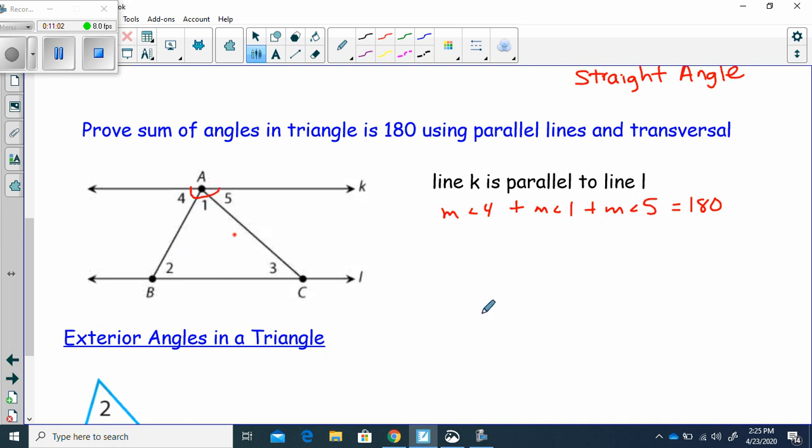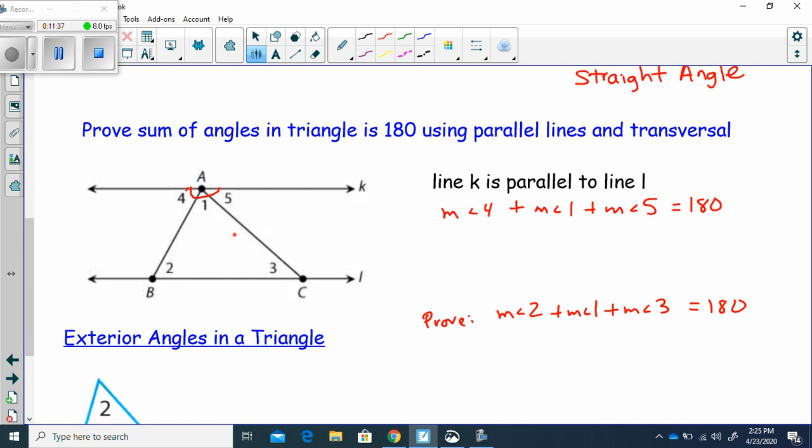But here's what I want to prove. I want to prove that the three angles in the triangle add up to 180. I want to prove that the measure of angle 2 plus the measure of angle 1 plus the measure of angle 3 equals 180. That's not what this says up here. It says these three add up to 180. Is there any way I can replace 4 with angle 2? Is there any way I'd know they were equal?